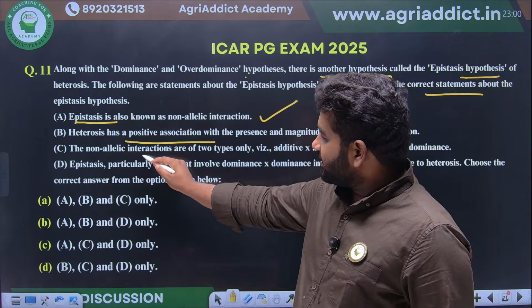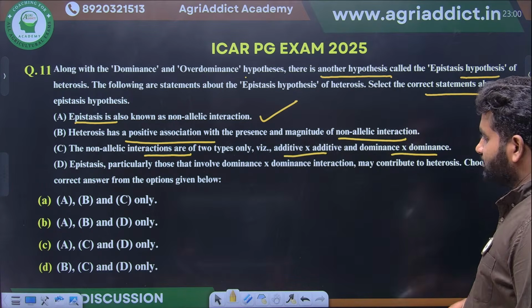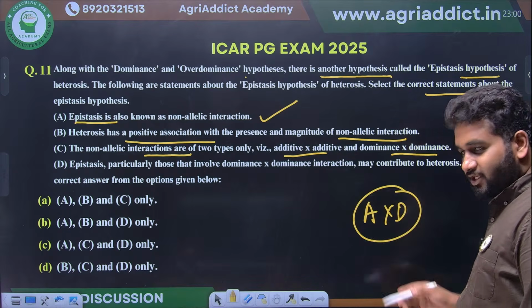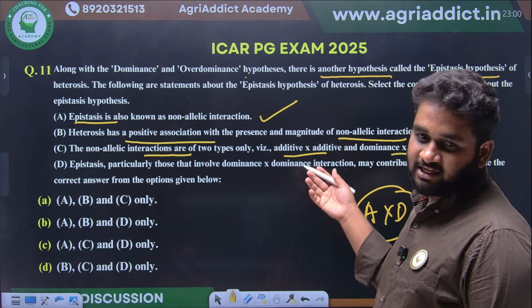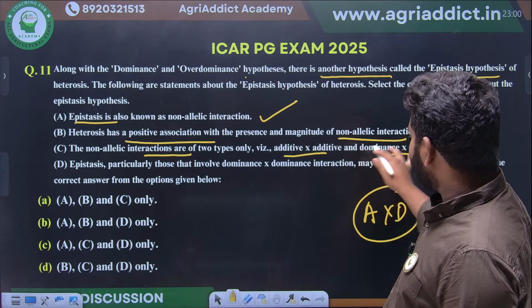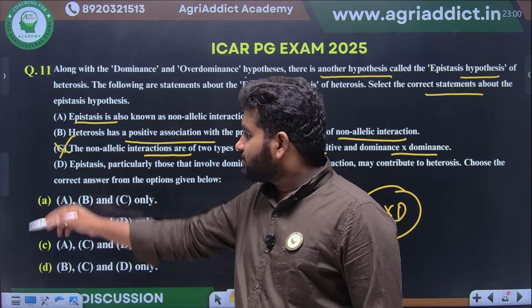The non-allelic interactions are of types: additive into additive, dominance into dominance. Then what about additive into dominance? ये भी आपका epistasis है ना, वो मिस कर रहा है वो थर्ड स्टेटमेंट में, ठीक है? Only they are telling A into A, D into D. What about A into D? That's also epistasis. This is not an option.